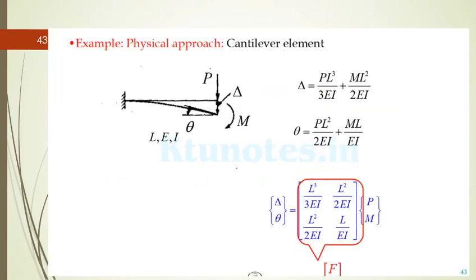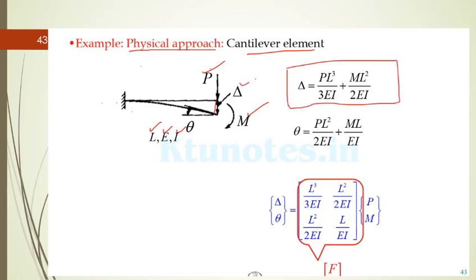Now some more problems, and we are going to physically solve some structures. For a cantilever element, it will be fixed at one end and free at the other end. Applying P and M, there will be a vertical deflection delta, a rotation theta, and the length L for the beam. E and I are the elastic modulus and the moment of inertia respectively. So you know delta is actually resulting from both the action of P and M.